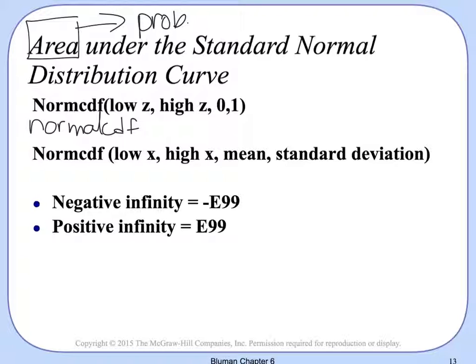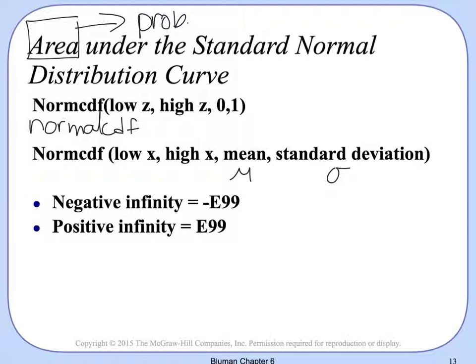Then, if you don't want to change them into z-scores, or if you don't have z-scores, you just put in your low x value, your high x value, the actual mean, and the actual standard deviation in the problem, okay? And remember, the mean is mu, standard deviation is sigma. I'm just going to keep using those letters. So that's the order in which you type them in. It's always low, high, mean, standard deviation. Low, high, mean, standard deviation. Okay? And I did put on this slide again, negative infinity. We're going to use negative E99, positive infinity, E99.